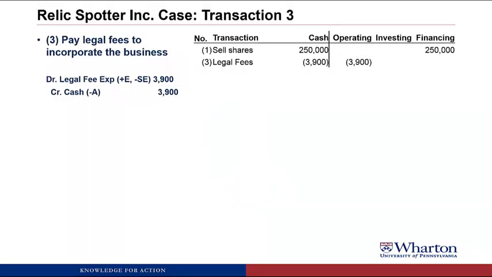The answer here is operating cash flow because this is one of the costs or expenses that relic spotter needs to incur to run the business.